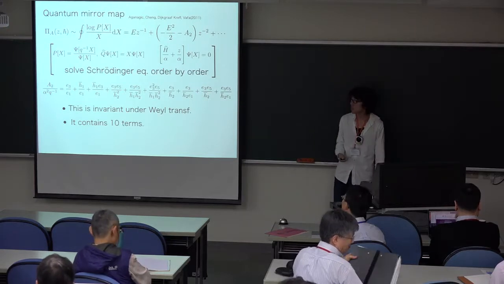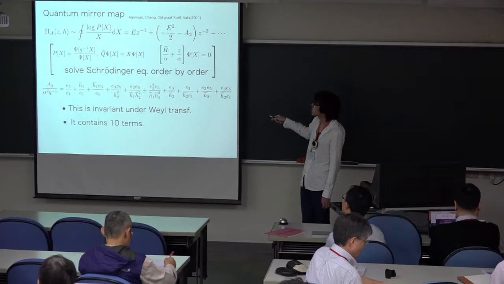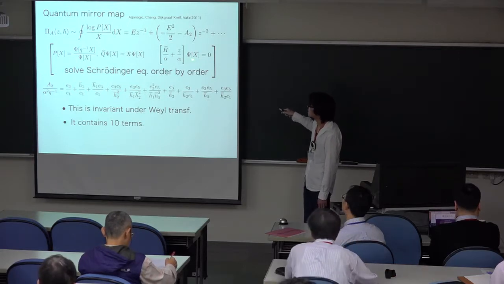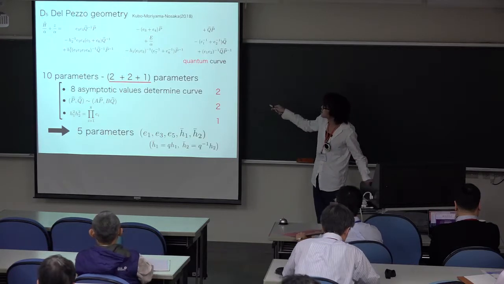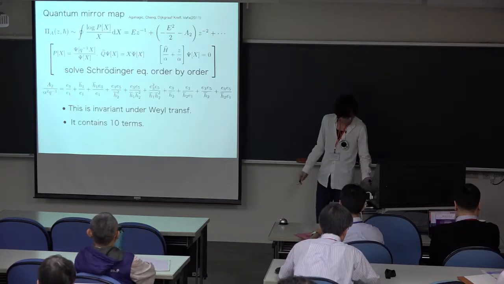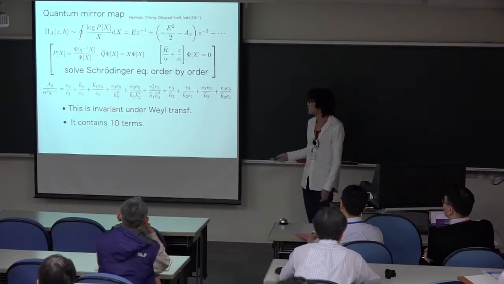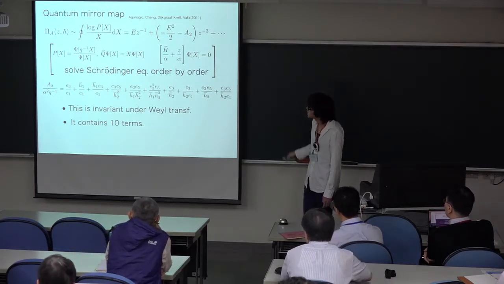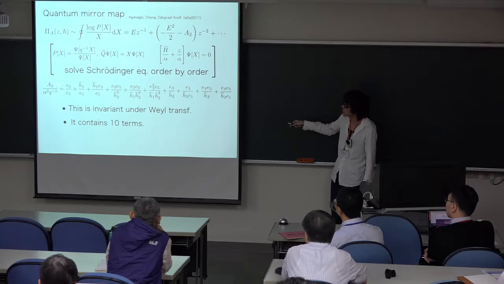Now we move on to the computation of the quantum mirror map. The quantum mirror map is given by the integration of the functional of the wave function for this Schrodinger equation. So H is this form. By solving the Schrodinger equation, we can obtain the quantum mirror map as a series of the complex modulus. Here I show the result of the second order, denoted by A2.